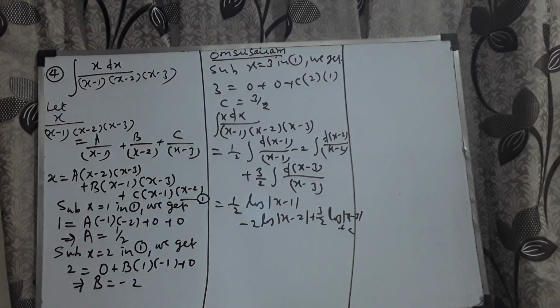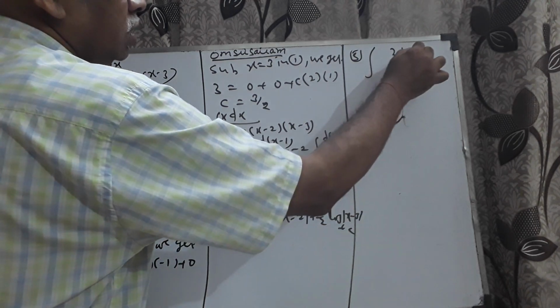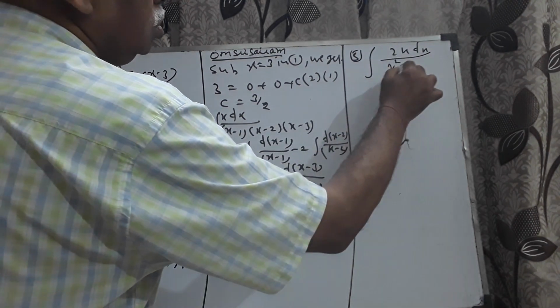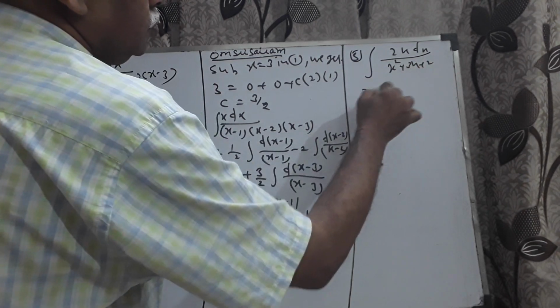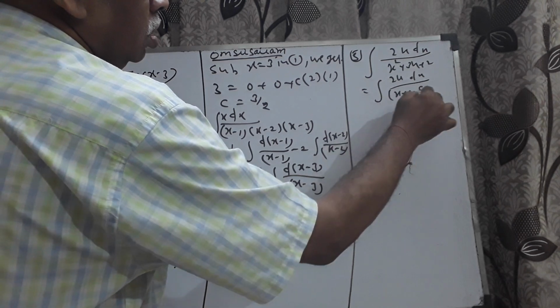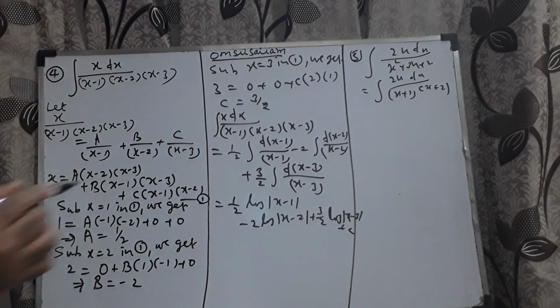It's not at all difficult to follow. Then the fifth problem goes like this: integral 2x dx divided by x squared plus 3x plus 2. Since this is a problem on partial fractions, write it with denominators x plus 1 and x plus 2. The factors are, you can split the middle term and factorize, which will be x plus 1 into x plus 2.